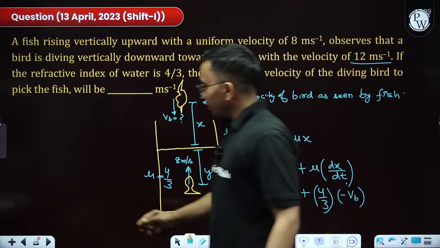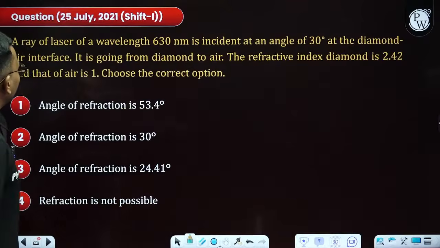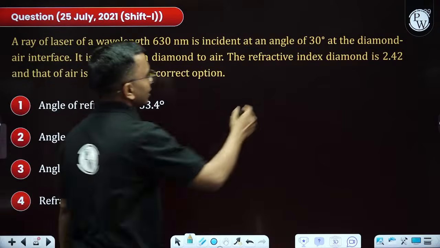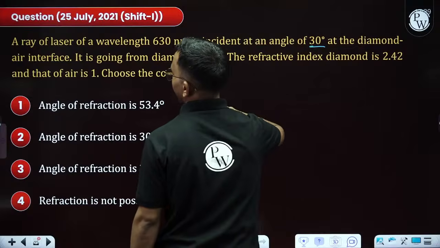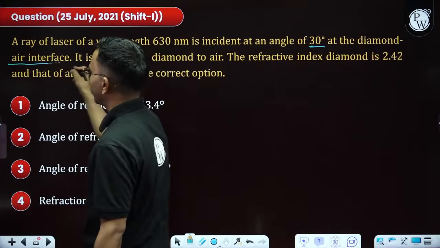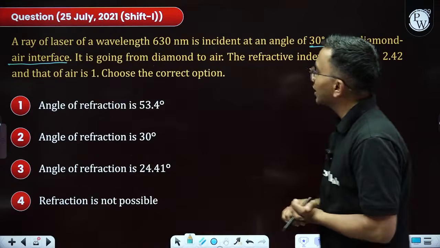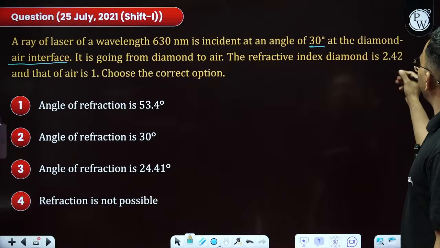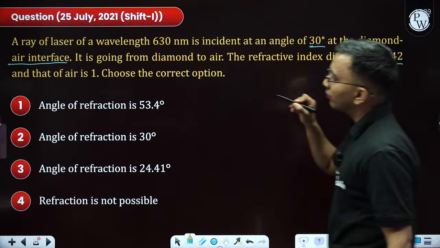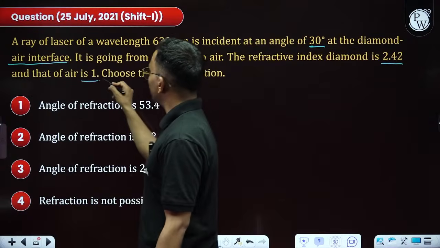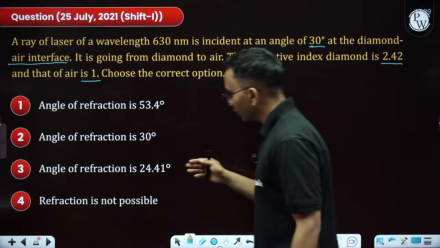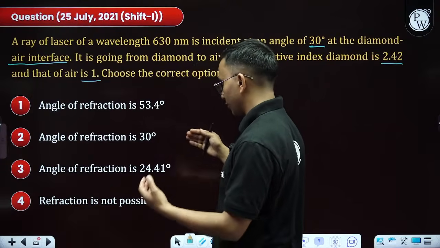Moving to the next question. A ray of laser of wavelength 630 nanometer is incident at an angle of 30 degrees at the diamond-air interface. It is going from diamond to air. The refractive index of diamond is 2.42 and air is 1. Choose the correct option: the angle of refraction, or whether refraction is possible or not.